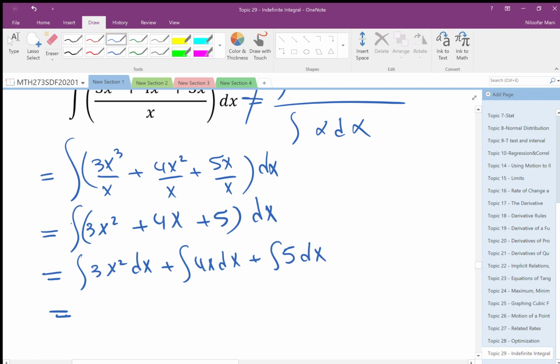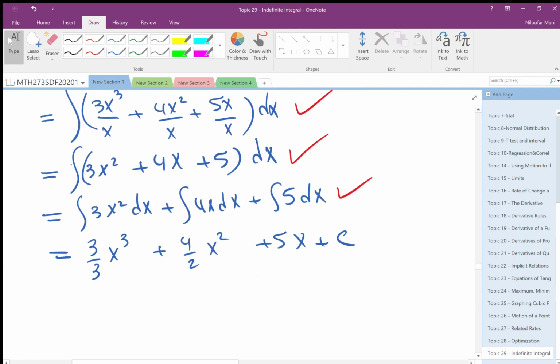Okay, for example, you have to show me this part, and this part, and this part, but after here you can just tell me the answer. So it's 3 over 3 x power 3 plus 4 over 2 x power 2 plus 5x plus c. Simplify: this is x cubed plus 2x squared plus 5x plus c.